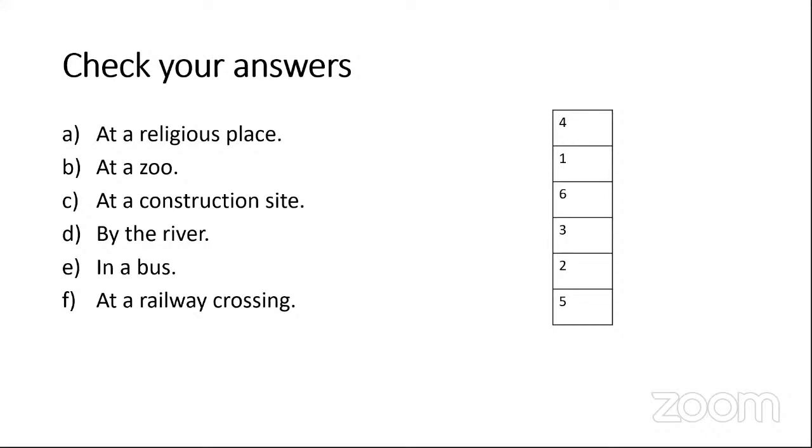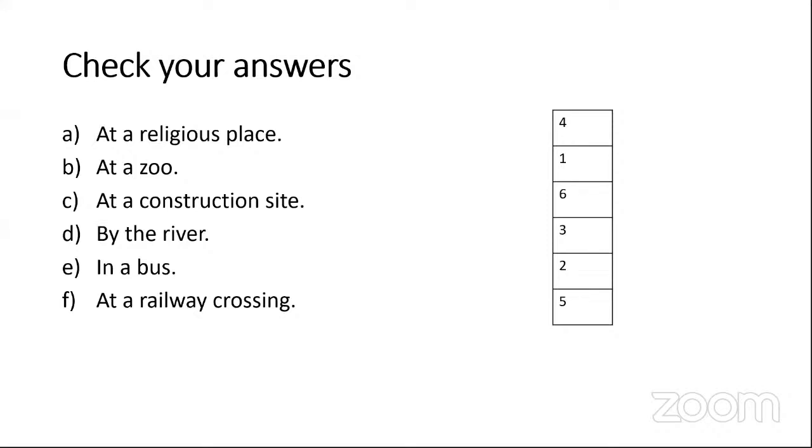D, by the river. I know all of you like to swim in rivers and in the sea. But when we go on trips near the rivers, you can see this sign, no swimming. It means it is very dangerous for you. You may be killed. You may die in the water. So it is very dangerous. No swimming by the river.